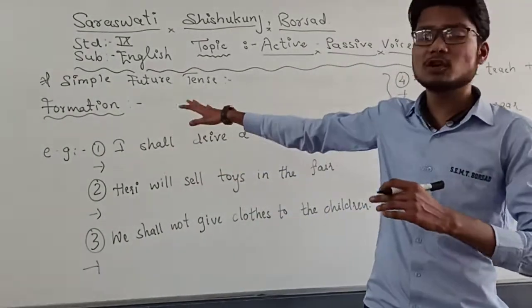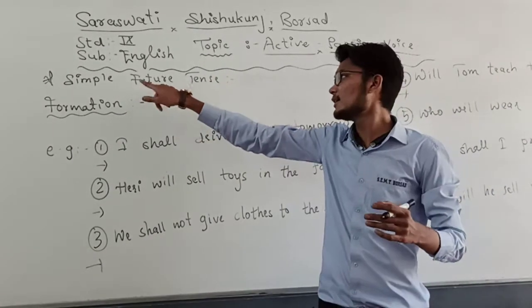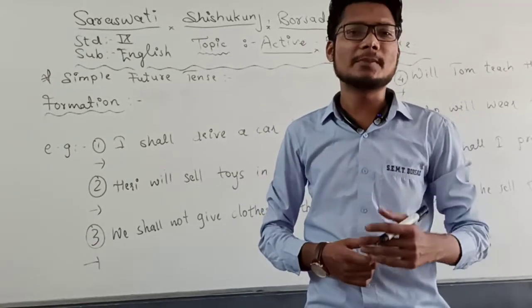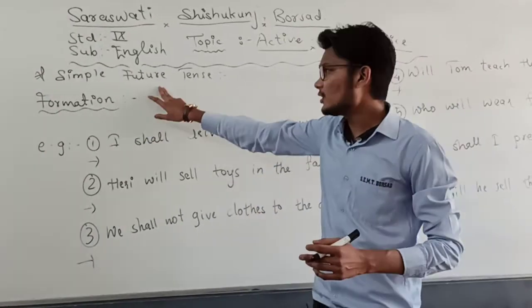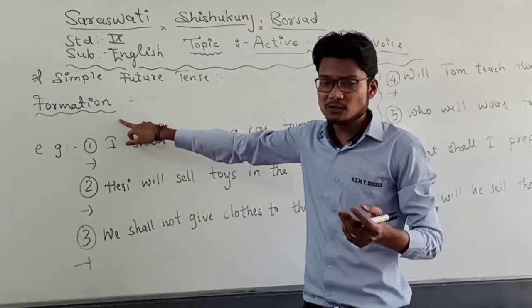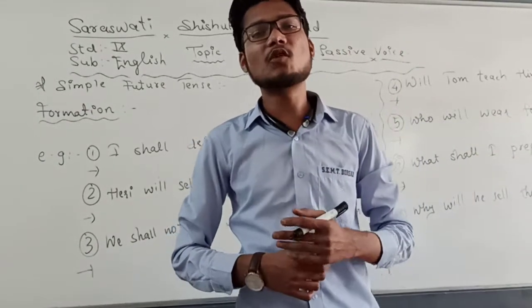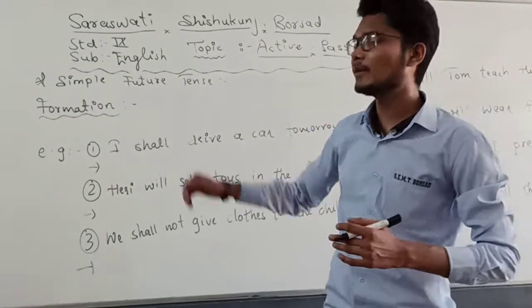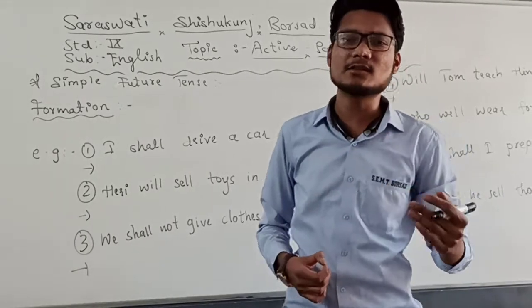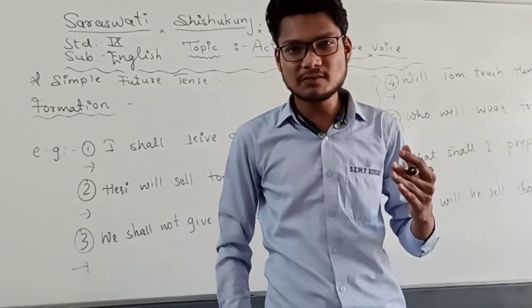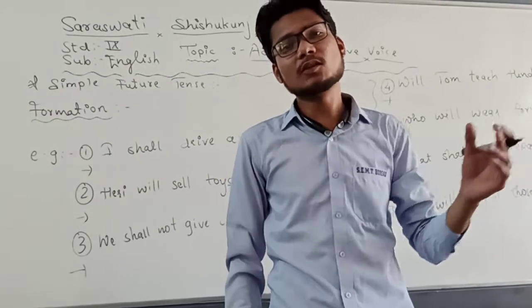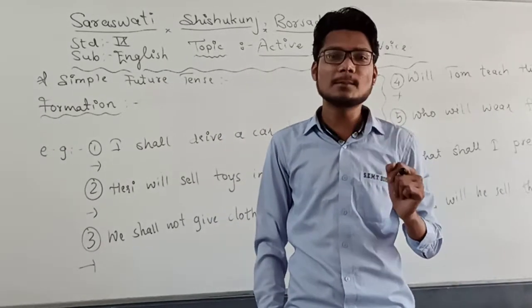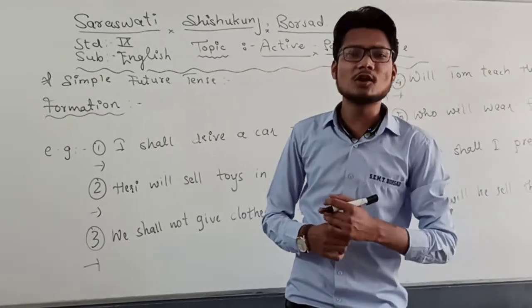So let us start. Today's topic of our discussion is simple future tense and how to make the passive voice of the active voice. As you see the title, simple future tense, first of all we have to discuss the formation of the passive voice for the given tense. As you know, while making passive, we put the object in the very beginning and the subject at the last. Not only that, before the subject we put by, and tense-wise changes will take place. Here also we have to follow the same thing.